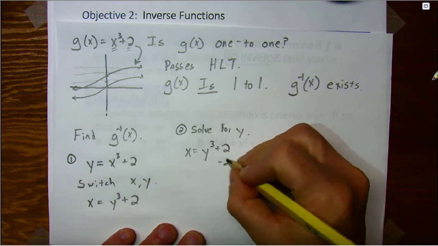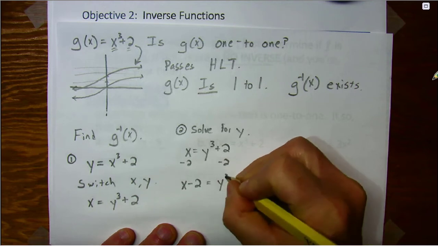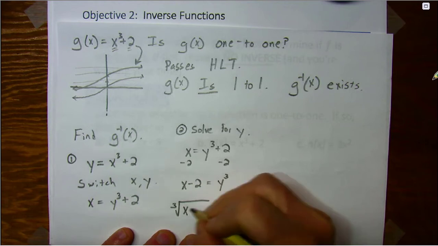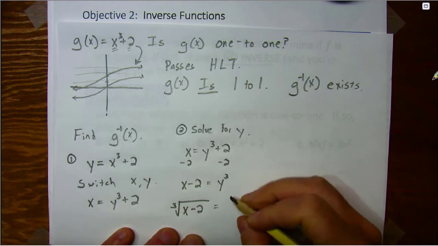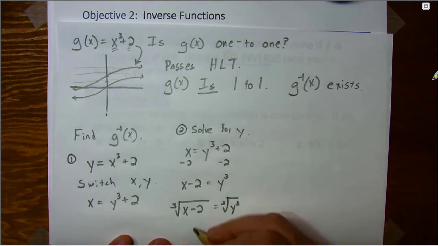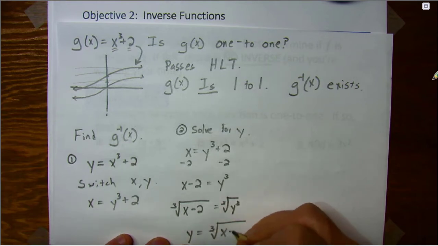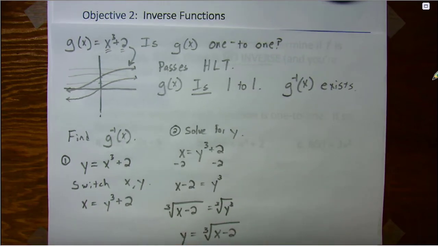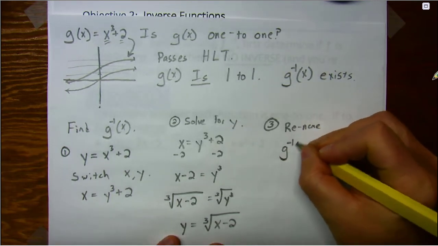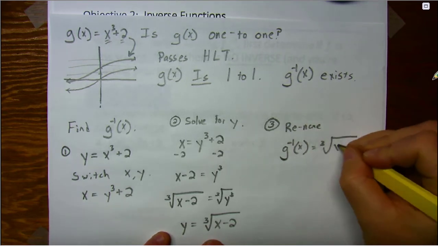So let's subtract 2 from both sides. Now we're going to take the cube root of both sides. The cube root of x minus 2 is going to be equal to the cube root of y cubed, but that is of course just y, so we can conclude that y equals the cube root of x minus 2. Then our third step is to simply rename that. And so that's actually the inverse function: g inverse of x is equal to the cube root of x minus 2.